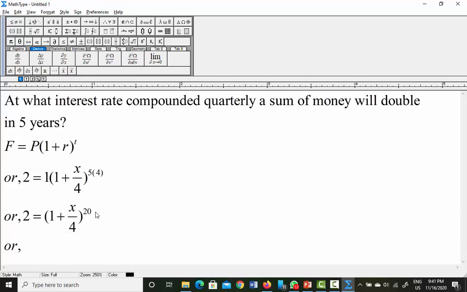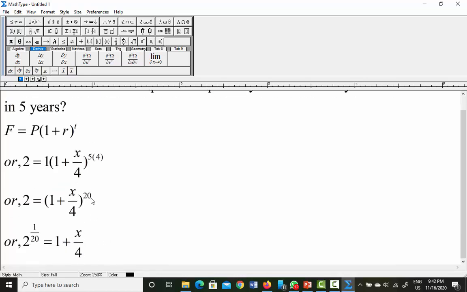Right. So now we will move this power from the right hand side to the left hand side. Remember, if you move a power from one side to the other side, the power will always move as power, but we will get the inverse of that power. So we will get 1 by 20 in the power.